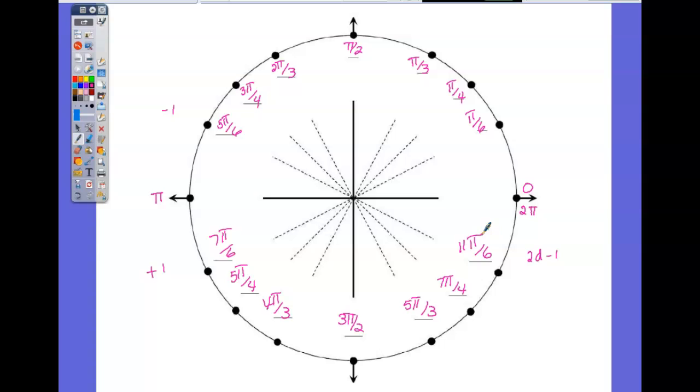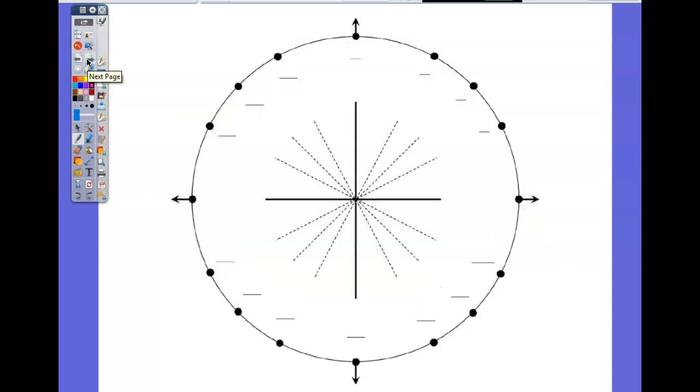This one? Twice the denominator minus 1. Okay. So what's the next thing in your folder, like underneath this? No, go back to the, yeah. What's that one called? Unit circle practice. Everybody open that one. Unit circle practice.